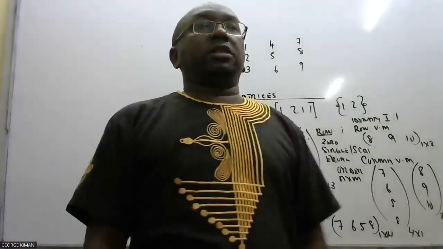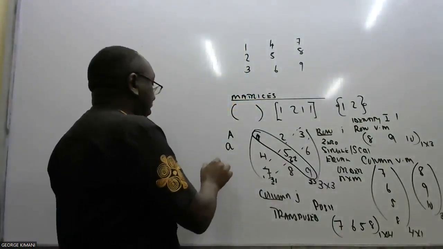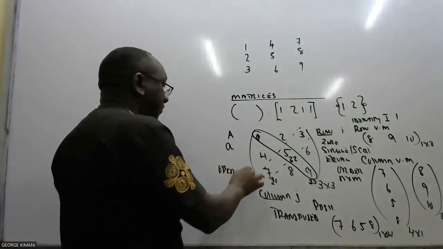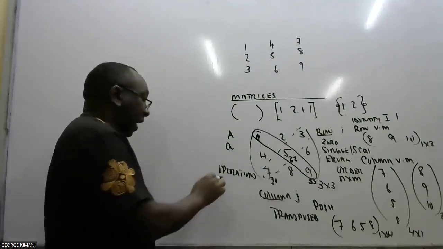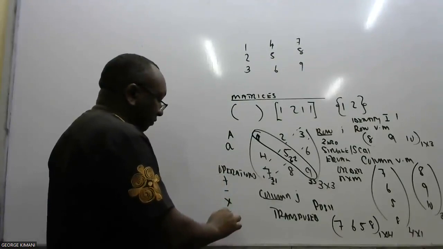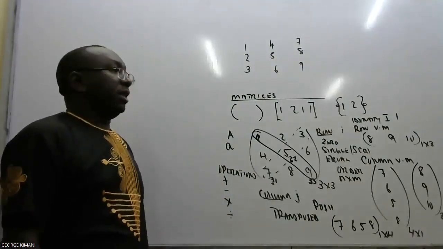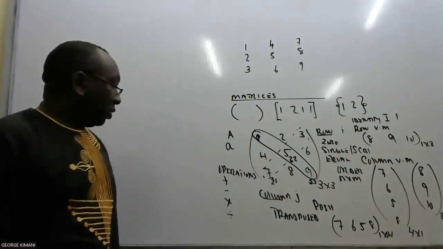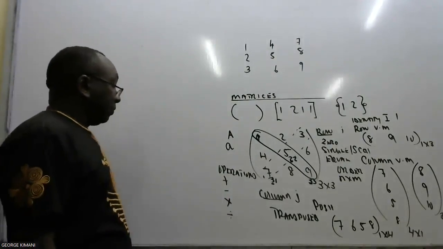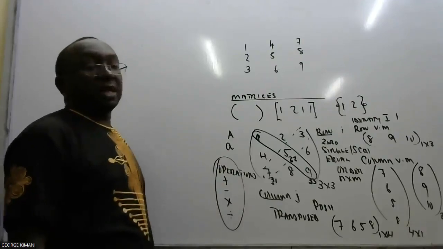Now from there, the next bit that we need to cover is called the operations of matrices. Now in the operations, we have the 4 operations. We have the plus, we have the minus, we have the multiplication, and we have the division. Those are the 4 mathematical signs, and they're the ones that define what we are calling the operations of matrices.